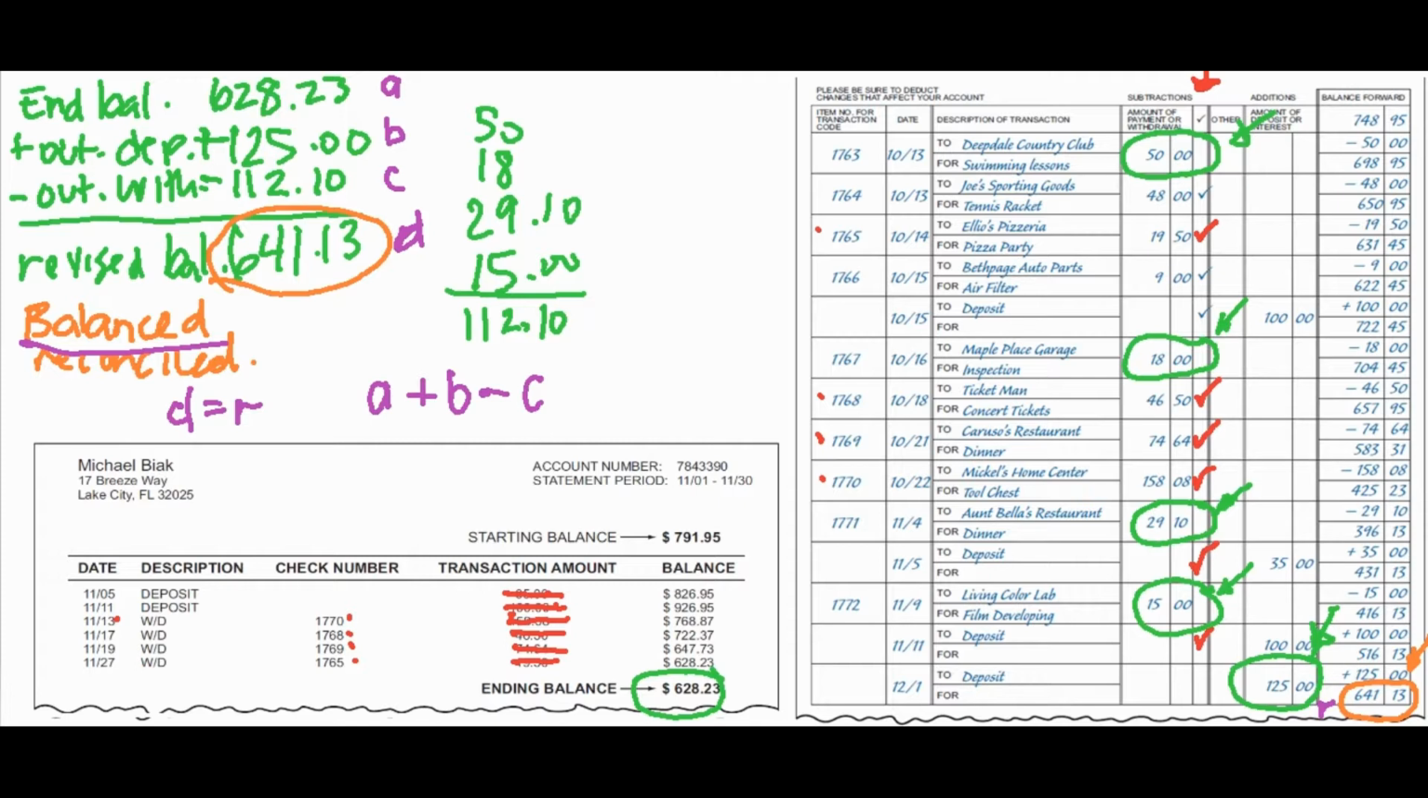So I have A plus B minus C, and that should give me the total of D. And when I have that, that should equal R. So D is equal to A plus B minus C is the algebraic expression that we can use to represent what we did to balance the checkbook.